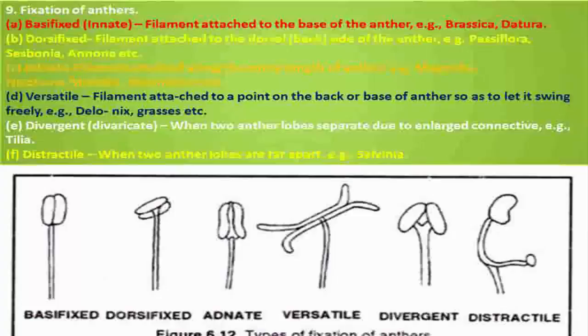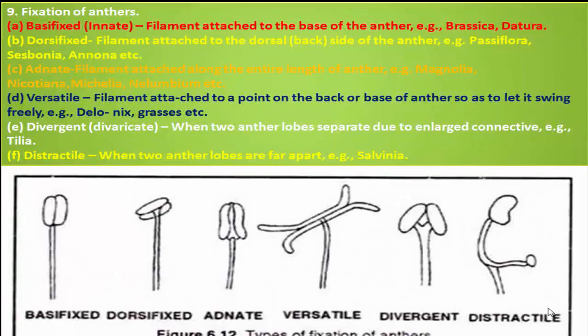So far we studied the types of the fixation of anther, and they are 6 in number. Which are those? See, the mode of the attachment of the anther to the filament varies. First, it is basifixed, which is also known as innate. In this, the filament is attached to the base of the anther, which is seen in Brassica. Then comes dorsifixed, in which the filament is attached to the dorsal side, and that is seen in Passiflora, Sesbania, Annona, etc.